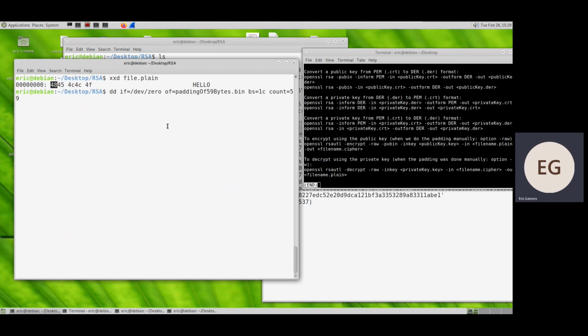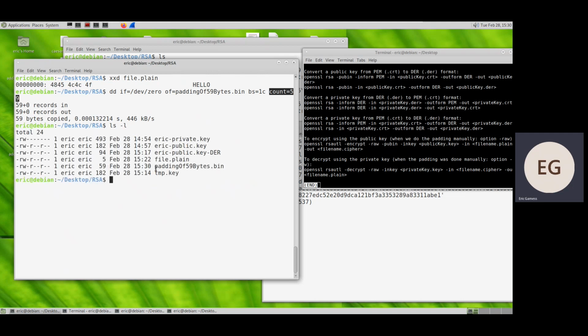So look at this command. The input file is a file that already exists in the system and that generates 0. The output file is the name that I choose, padding of 59 bytes.bin. The block size is 1 character, 1C is 1 character. And I want to put this block size 59 times inside the file. So now if I look, I should have this file generated. It is there. Look at its size, 59.